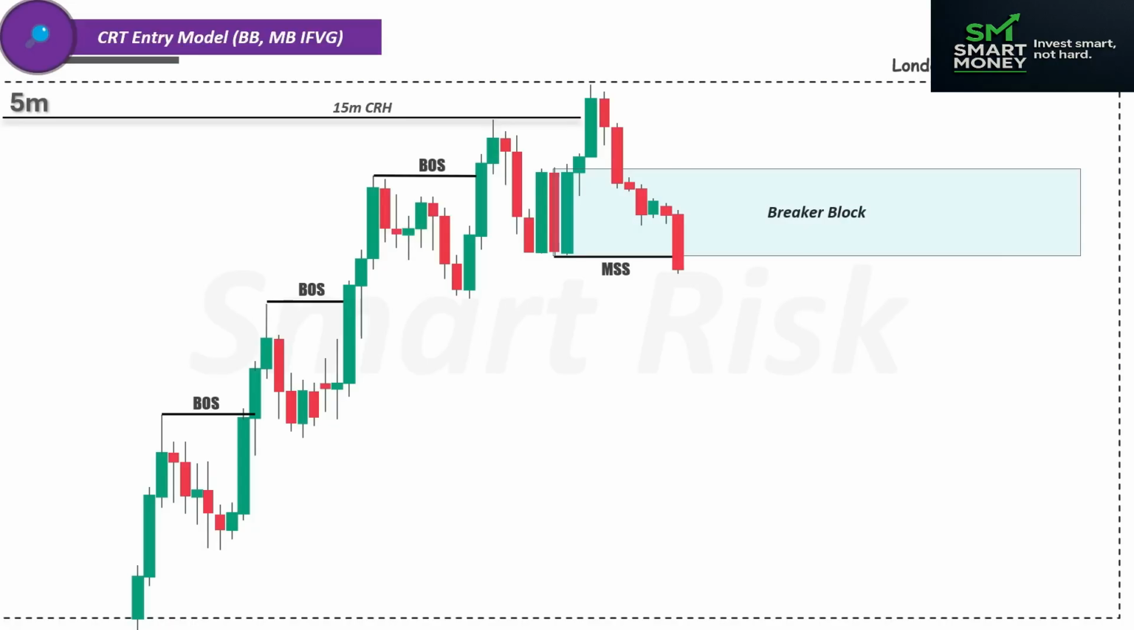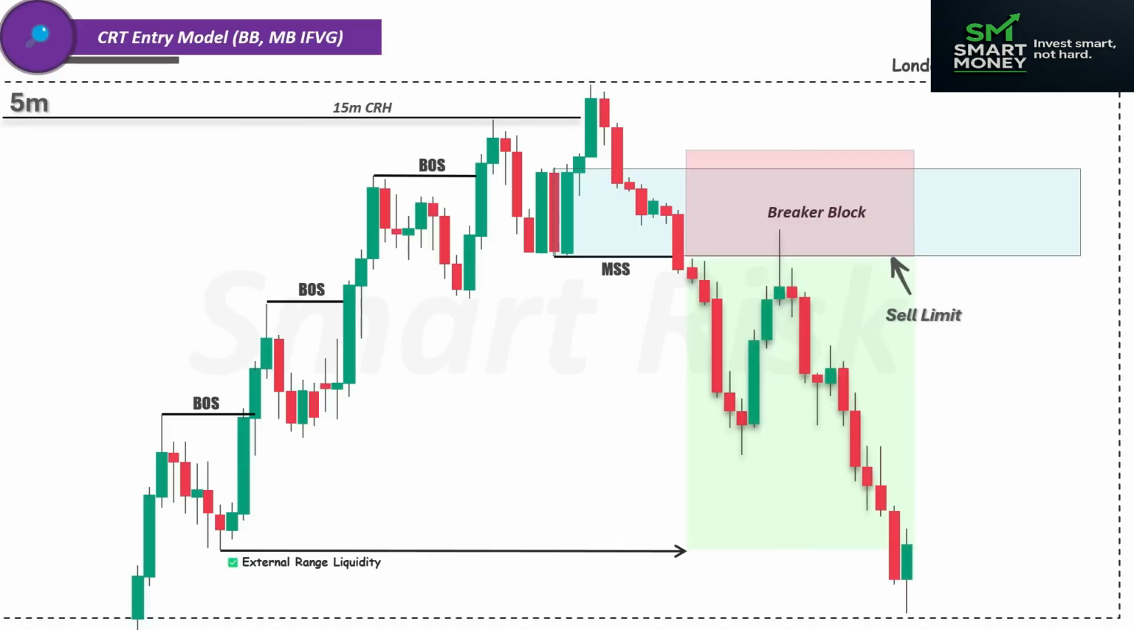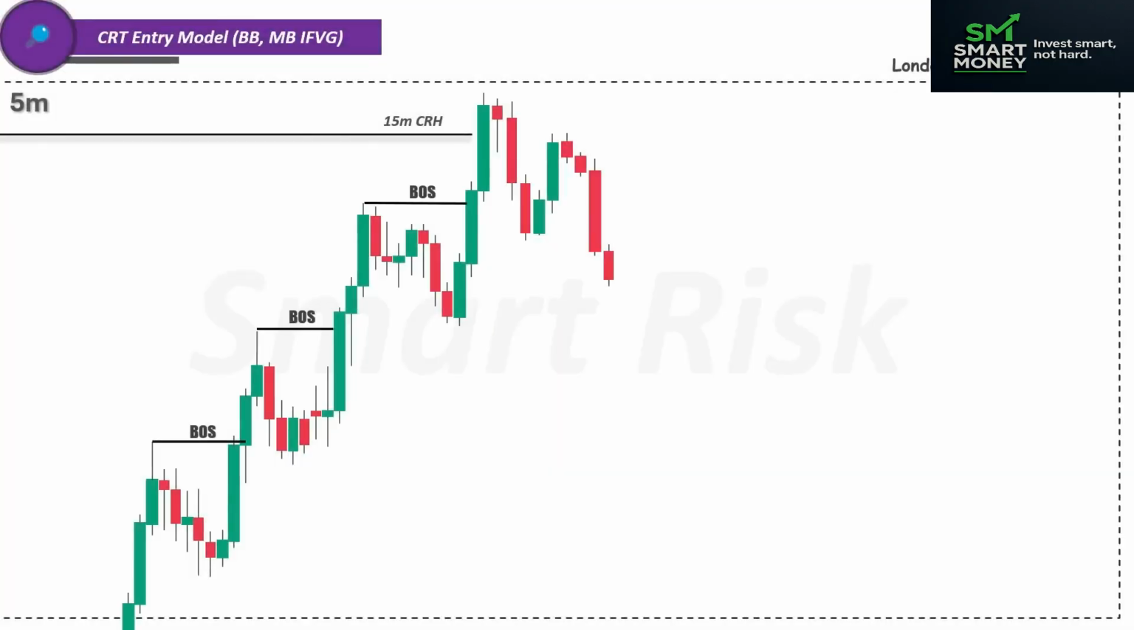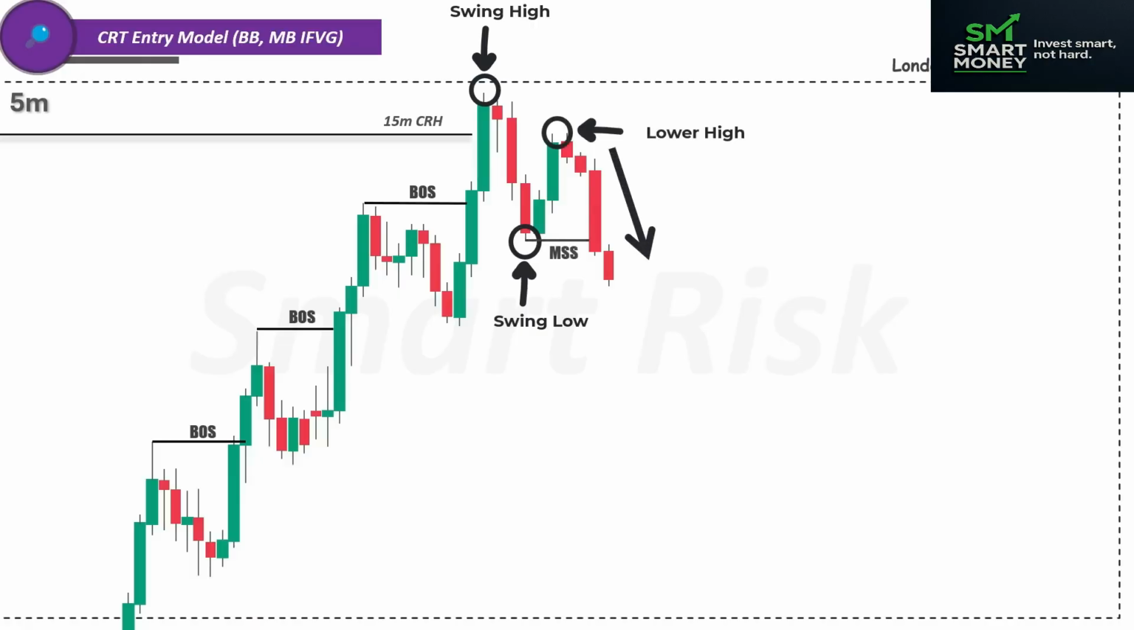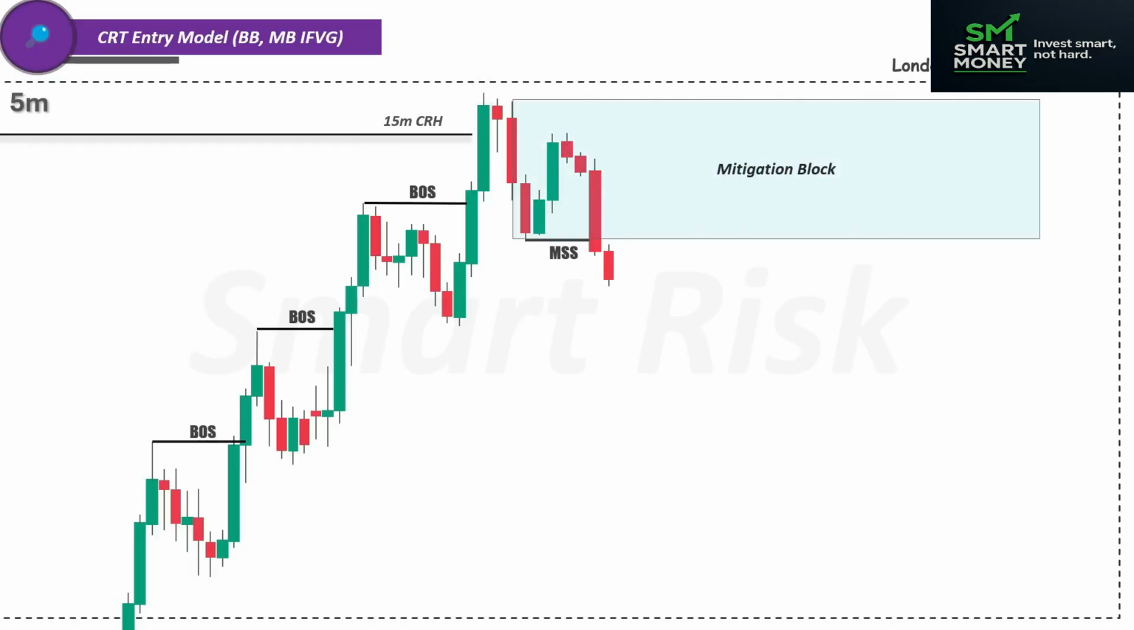The next step is to place a sell limit order at the lowest point of that breaker block and wait for the price to retrace into it. Now, keep in mind, this is different from a mitigation block because with a mitigation block, we look for a lower high, not a higher high. So for a valid bearish mitigation block, price must first create a swing high, then a swing low, followed by a lower high. After that, we need to see a strong bearish displacement that breaks below the previous swing low. In this case, the mitigation zone becomes the last down close candle, or series of down close candles, formed between the first swing high and the swing low.